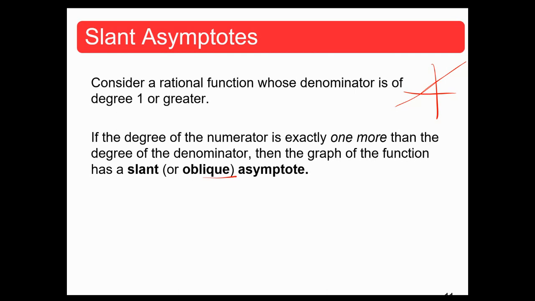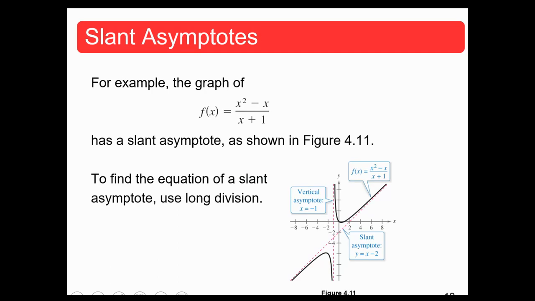If the degree on the numerator is larger than the degree in the denominator, you will have a slant asymptote. Looking at this example here, we have 2 as the degree on top and 1 as the degree on the bottom, and because of that, we know it's a slant. To find the equation of the slant, we need to do long division by dividing the top by the bottom. So I'd have x squared minus x, and I'm going to divide that by x plus 1.